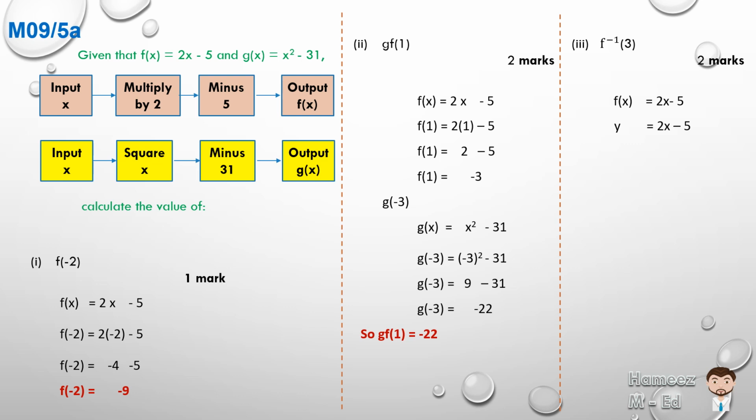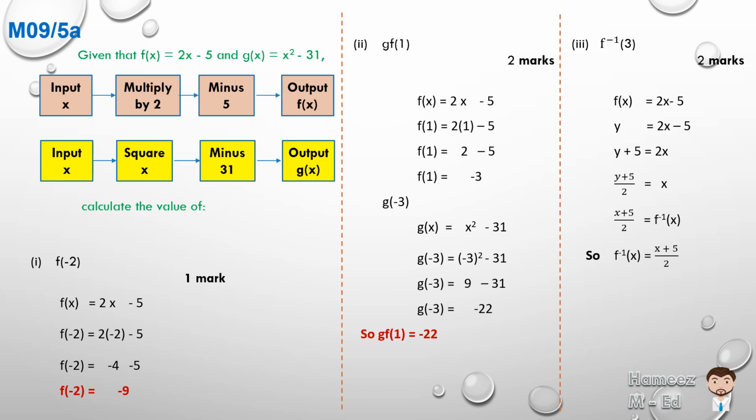When we carry it across the equal sign, it will do the opposite of what it's doing. It's subtracting, so the inverse of that will be adding. So it will be y plus 5 is equal to 2x. And if we want x alone, then x is equal to y plus 5 divided by 2, because the 2 was multiplying on the right-hand side. We can now rewrite. Replace x by f inverse x and replace y by x. So f inverse x is equal to x plus 5 all over 2.